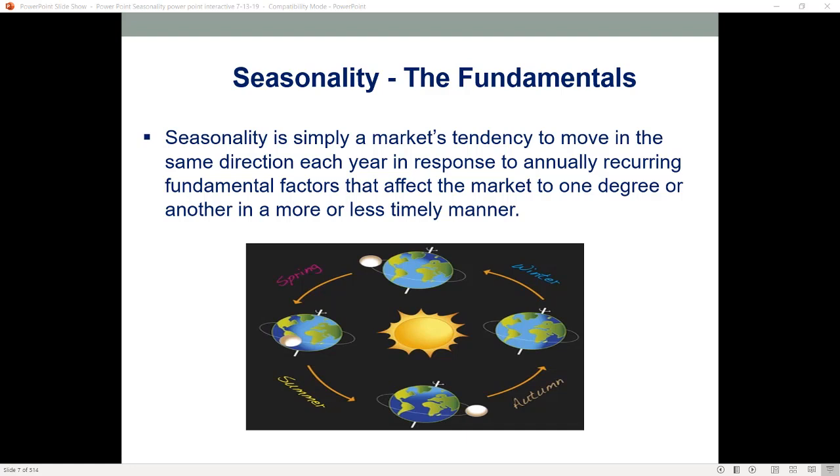Now, when we talk about seasonality, it's simply a market's tendency to move in the same direction each year in response to annually reoccurring fundamental factors that affect the market to one degree or another in more or less a timely manner. So you'll see this kind of seasonality effect affecting all different types of market sectors. It could be agricultural sectors, oil, and it even affects the other commodities and then just the general indexes as well. So I want to show you a seasonality chart and then a way to incorporate this into your trading.